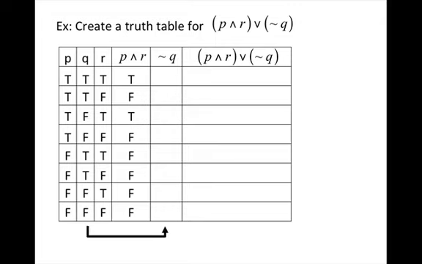For not Q, I'm going to take the opposite values of Q. Q is true, true, false, false, true, true, false, false. So not Q is false, false, true, true, false, false, true, true.